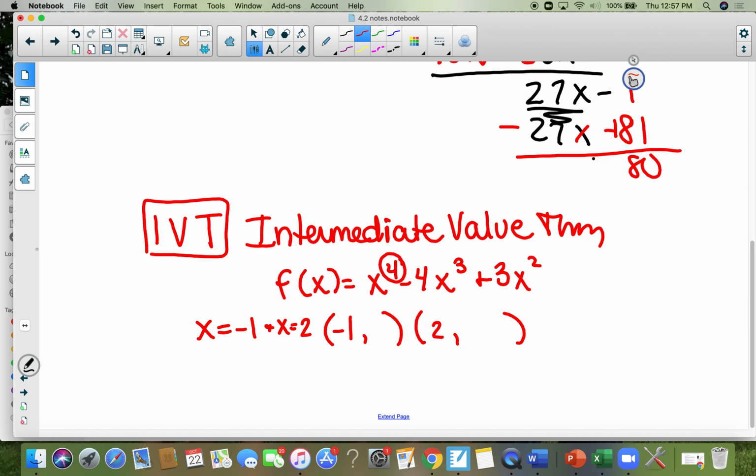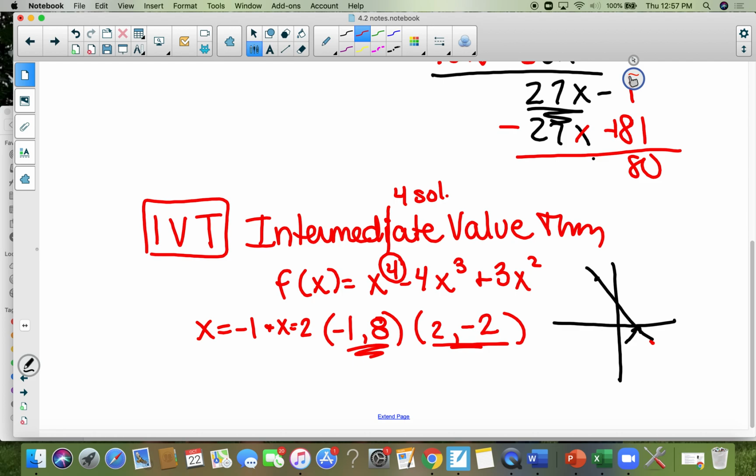And to hurry this up, when you plug a negative 1 in, you're going to get an 8. And with a 2, you get a negative 2. And if you graph this, a negative 1, 8 is here, and a 2, negative 2 is here. What this means is the intermediate value theorem says that there are 4 solutions to this problem. The solutions are when it crosses over the x-axis. There's got to be one of them in between there because you crossed over between 8 and negative 2.